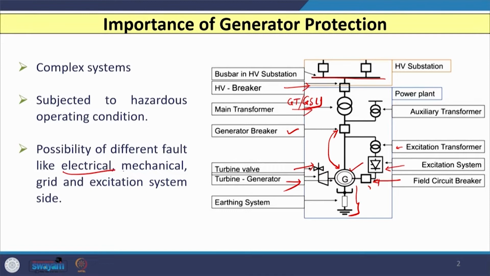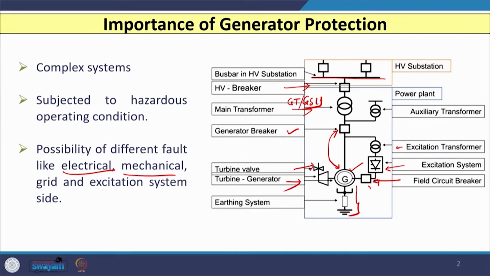We do have mechanical faults, those are also possible. We do have faults possible in the excitation system itself. So, we need to detect the fault if it is there in the excitation system, and we have to trip the field circuit breaker if required. Along with that, we do have reverse power.